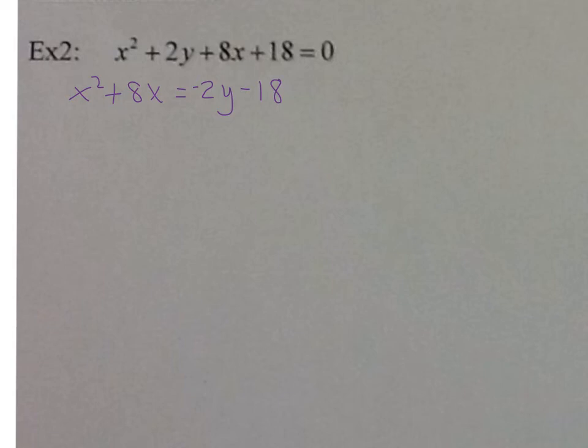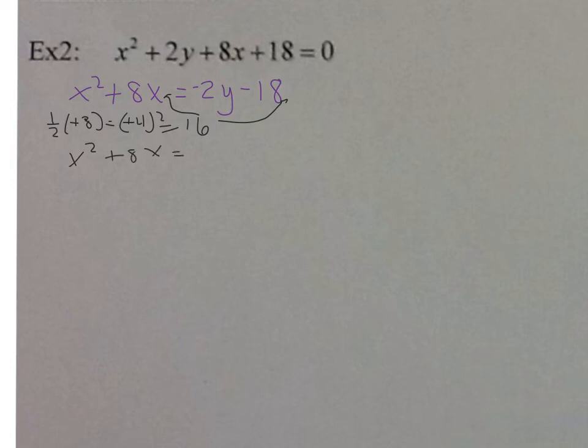Okay, so now I want to complete the square for my x value. So remember, I want to do half of b, which is positive 8. Half of positive 8 is positive 4. Squared is positive 16. And I'm going to add that to both sides. Add it to over here and right in here. We get x squared plus 8x plus 16 is equal to negative 2y minus 18 plus 16. Now we want to add negative 18 and 16. Negative 18 plus 16 is negative 2, so it's negative 2y minus 2.